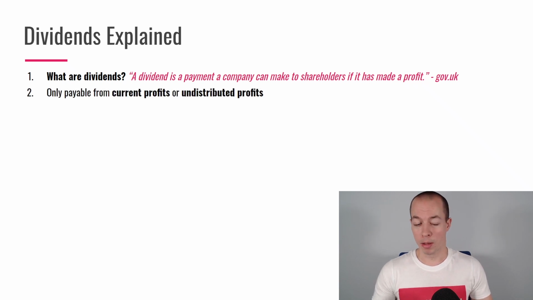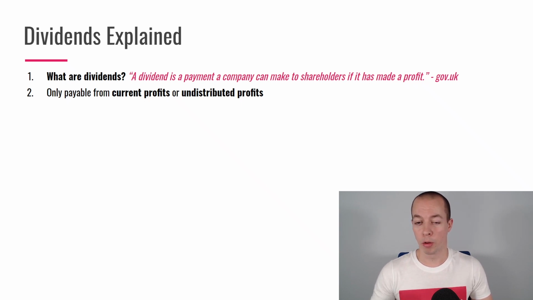So going into that in a bit more detail, they are only payable from either current profits or from undistributed profits. Now, what is the difference? Well, current profits are the profits from the current tax year. So we're currently at the end of November 2020. My tax year starts at the 1st of September. And I look today and there's enough profit in the business so far this year to pay myself from current profits.